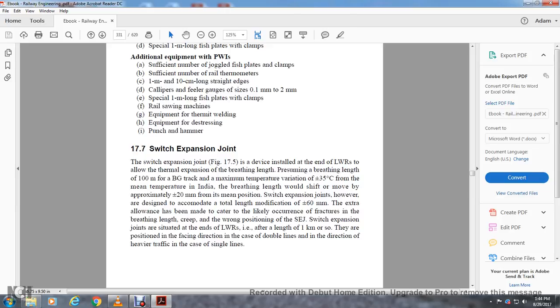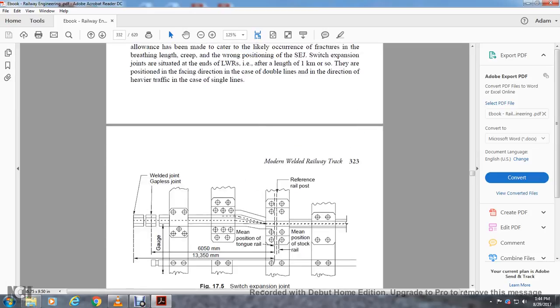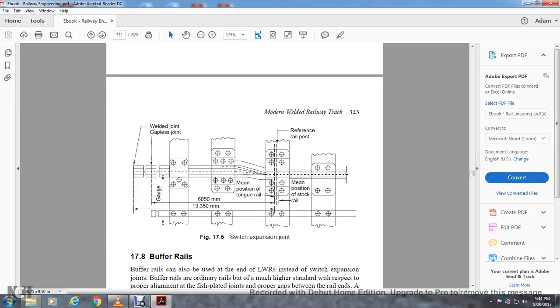The extra allowance has been made to account for factors like fractures in the breathing length and creep of the rail. The switch expansion joint is situated at the end of the long welded rail after a length of 1 kilometer or so. The points face the direction of heavier traffic in the case of double lines, and in the direction of heavier traffic in case of single lines. Figure 17.5 shows the switch expansion joint, with the weld, the gap joint, the moving tongue rail, the stock rail, and the reference rail post.